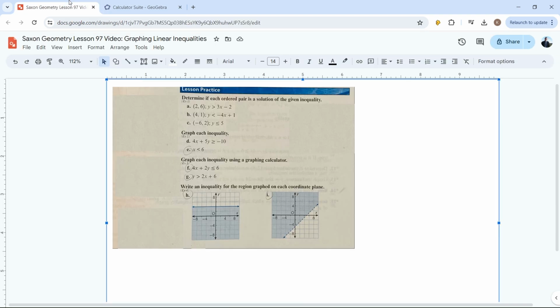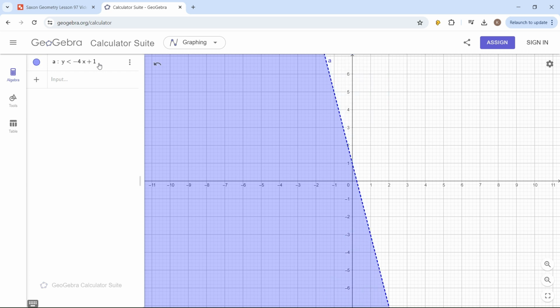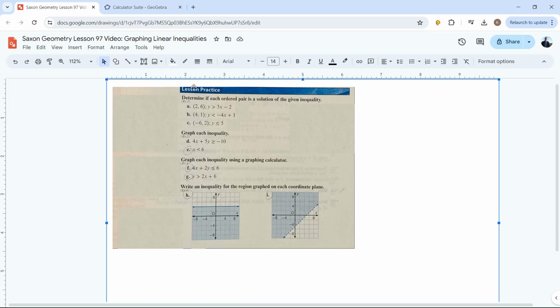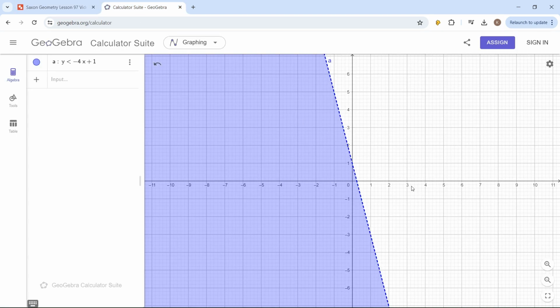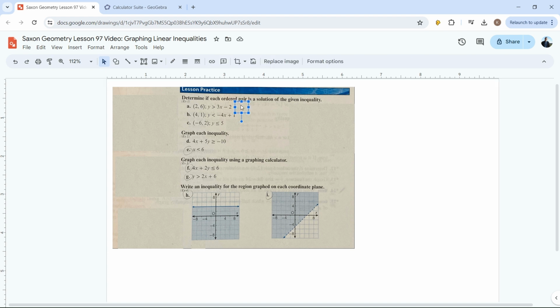Let's graph it. Okay, so it's y is less than negative 4x plus 1. So we're going to take this one and we'll just change it. y is less than negative 4x plus 1. There we go. Now, let's just see what happens on this graph when I plug in (4, 1). Notice that's not in the shaded region of the graph because it's not a solution to the inequality. Okay, so for number 1, we said yes. For number 2, we said no.